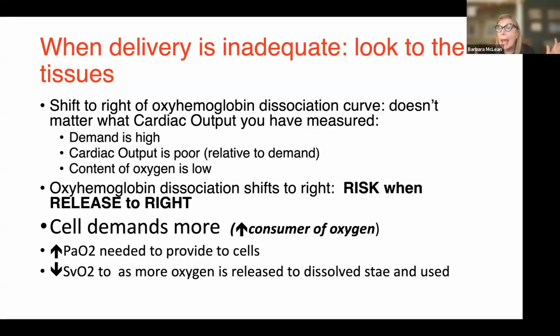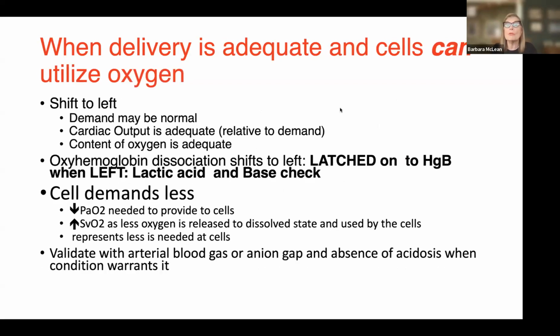Okay, my friends, pay attention to ScvO2. It's so incredibly important. Whenever you shift to the right, meaning ScvO2 drops, as it always does when you cough or turn, it should always return. But if it persistently stays down, cells are demanding or utilizing more of the oxygen, you've dipped into your reserve, and the ScvO2 is down because you're releasing more oxygen in the dissolved state because the cells need it and they're using it.